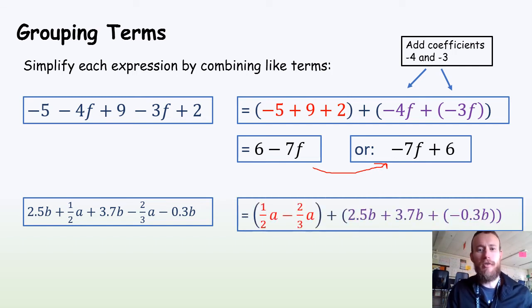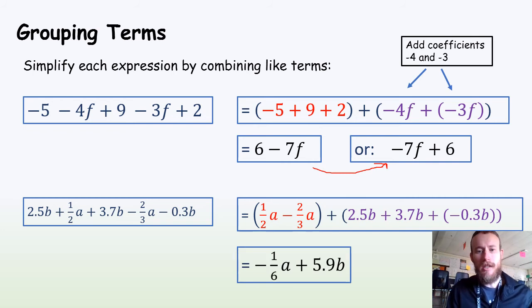So here are our groups. We have 1/2 a minus 2/3 a, and the second group is 2.5b plus 3.7b and negative 0.3b. You could write just minus for the last term, but sometimes we use addition of the negative number. And again, adding those 2 groups, 1/2 minus 2/3 is negative 1/6 a, and in the second group, these 3 decimals would add up to 5.9b. So that would be our result, negative 1/6 a plus 5.9b.